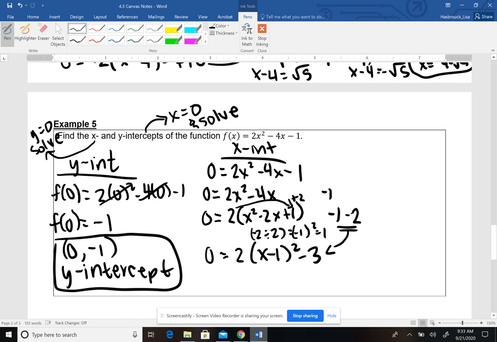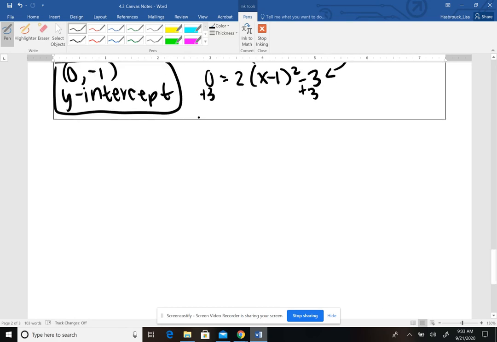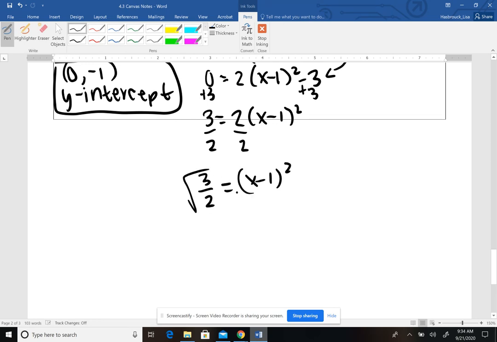So now that we have put this in vertex form, we can use the square root method of solving. So I'm going to get the squared part alone by adding 3 to each side. When I do that, I get 3 equals 2 times (x minus 1) squared. Divide by 2. So I get 3 halves equals (x minus 1) squared. Square root both sides. So I get the square root of 3 halves equals the absolute value of x minus 1.